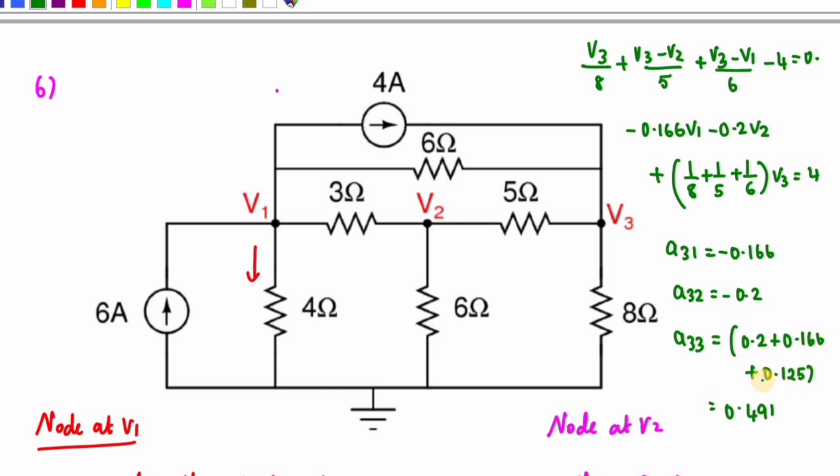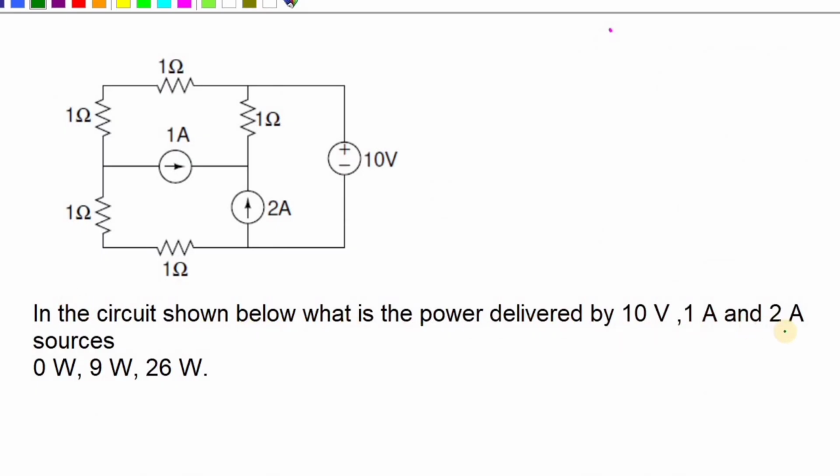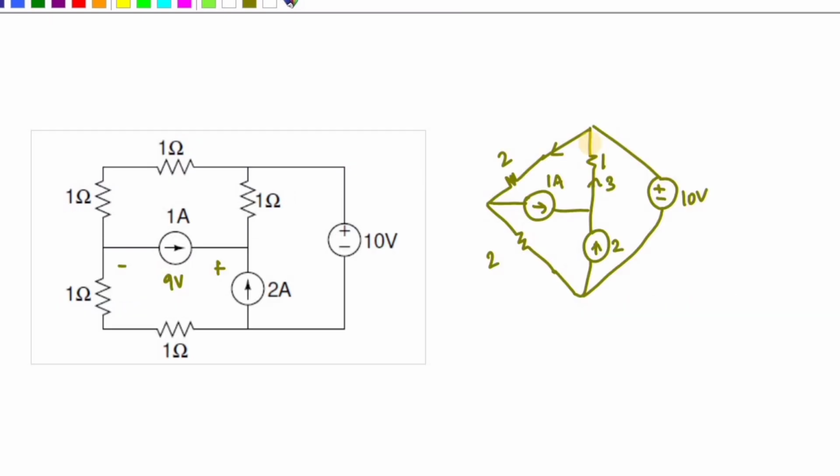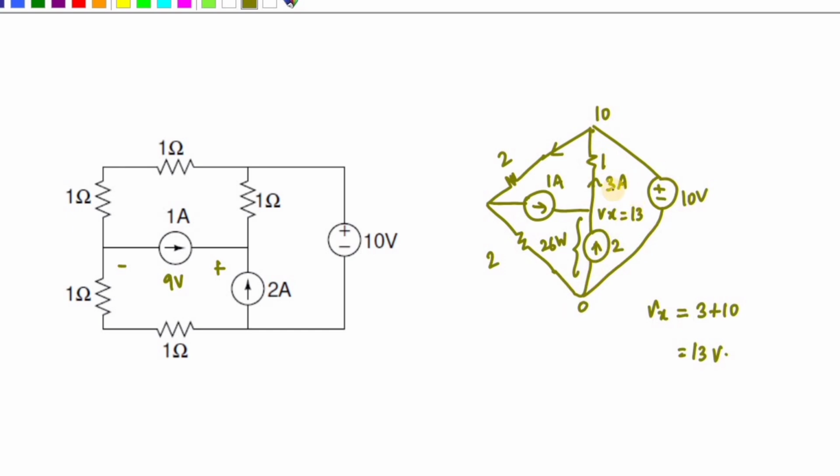In the circuit, it is asked what is the power delivered by the 10 volt, 1 amp and 2 amp sources. The answers are 0, 9 watts and 26 watts. Let me read out the circuit like this. At the center point, both currents are coming in, 1 amp and 2 amp, so the current flowing through the 1 ohm resistor is 3 amps. If Vx is the center point, Vx is equal to 3 volt plus 10, so Vx is 13 volt. Below the point is 0, so 13 into 2 is 26 watts, the power delivered by the 2 amp current source.